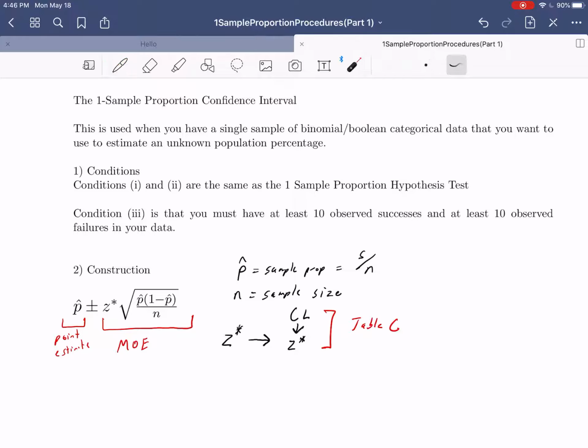So while we use table A to calculate the p-value, we still use table C, even though it's a Z test statistic, to actually find that Z star there. Now, let's take a quick look at that table C, just to make sure we can see where this is located.